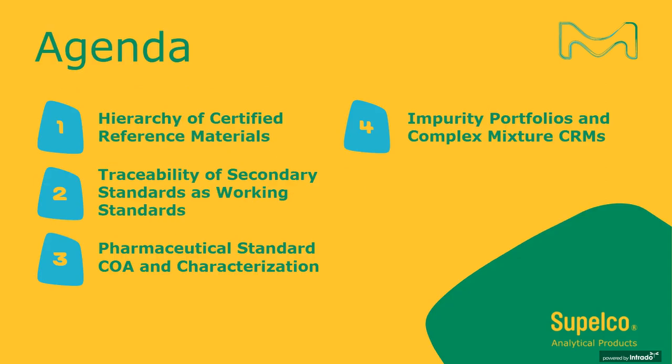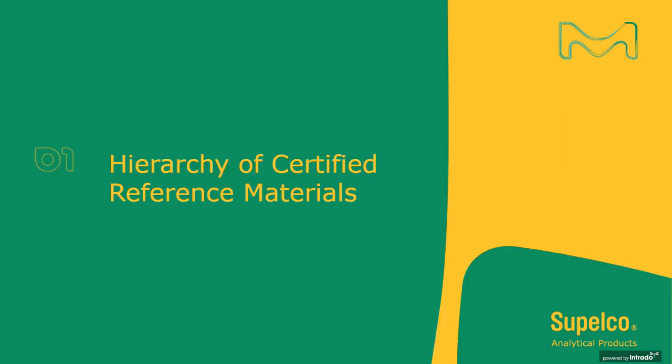So here is our agenda for today. During today's webinar, I will be covering the following topics. First off, we will discuss the hierarchy of certified reference materials. Then we will move along to the traceability of secondary standards as working standards. Next, we will discuss pharmaceutical standard certificates of analysis and their characterization. And then finally, I have just a short bit on impurity portfolios and complex mixture CRMs. So we will get started now with the hierarchy of certified reference materials.